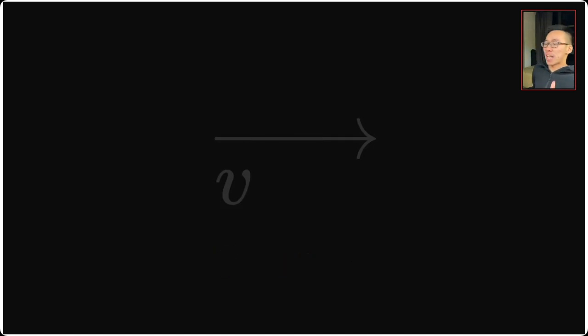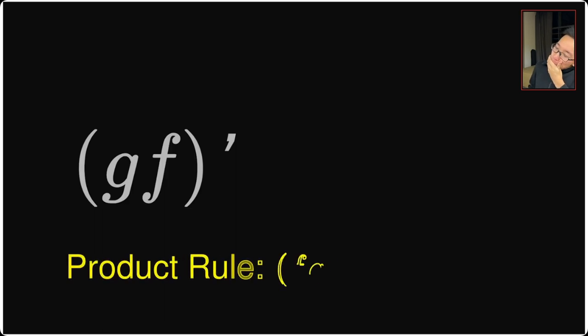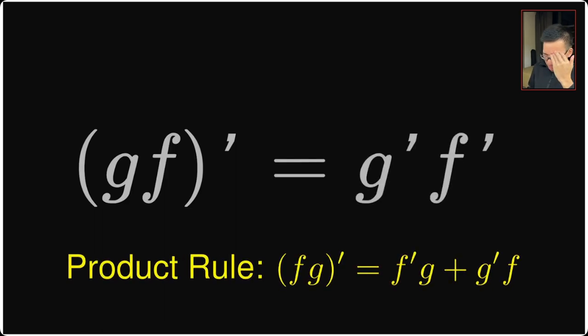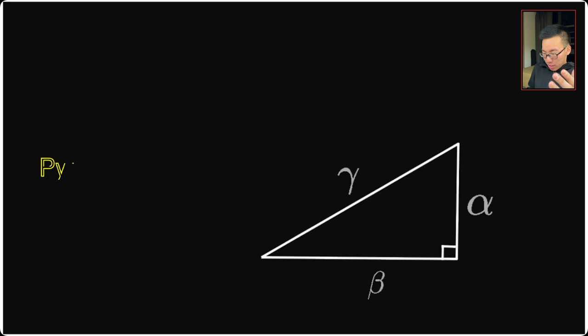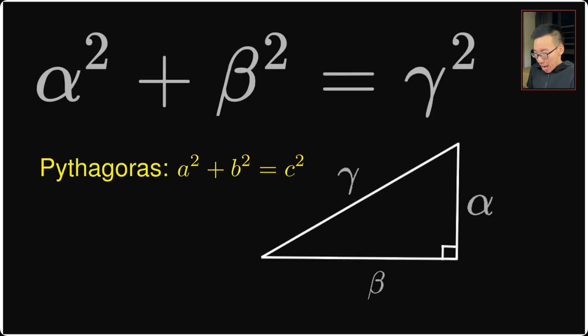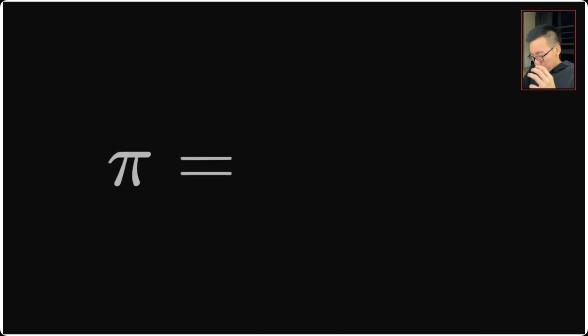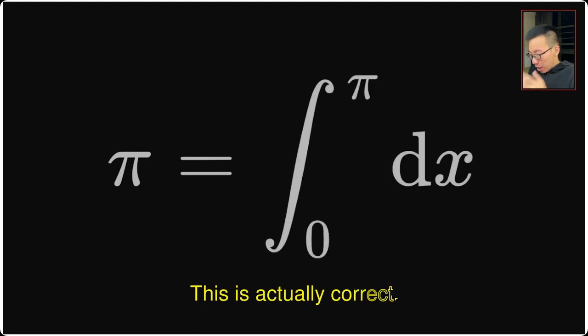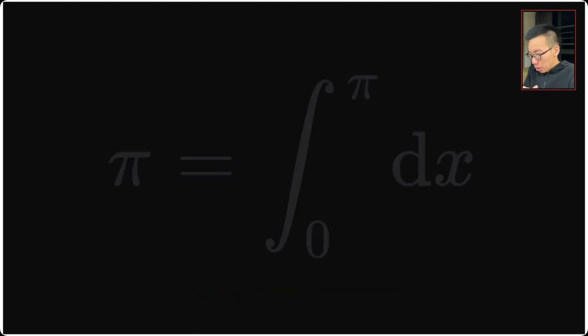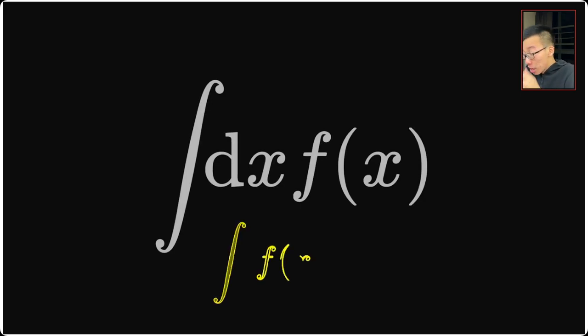Don't put the arrows that long. Bad product rule right there. Just don't use Greek letters for sides. Use Latin Roman letters for that. I don't know, whatever Latin. Pi is equal to the integral from 0 to pi. That's actually correct. But please put the f of x inside the integral.